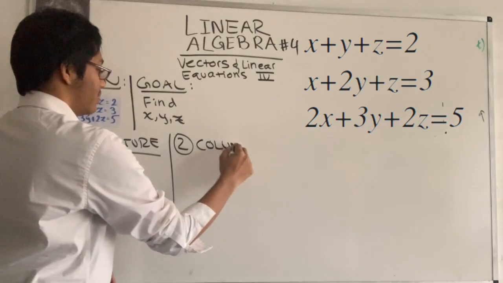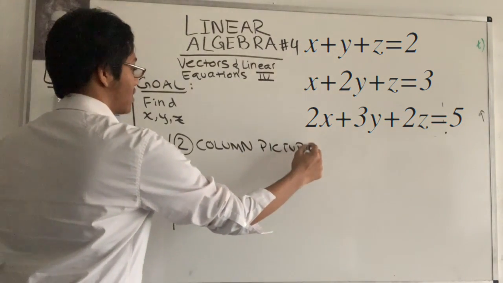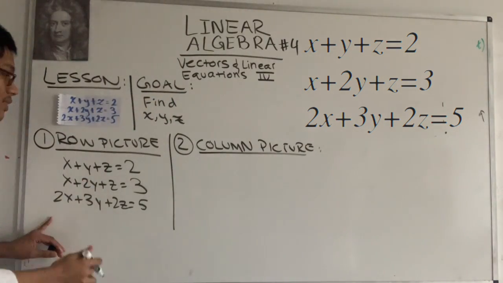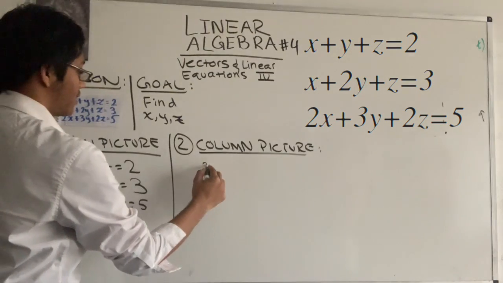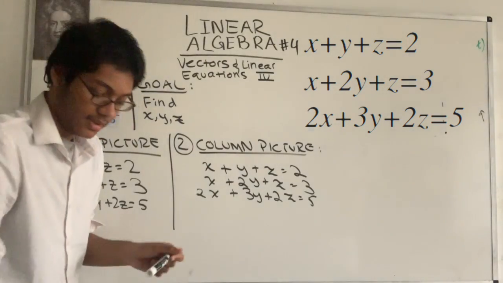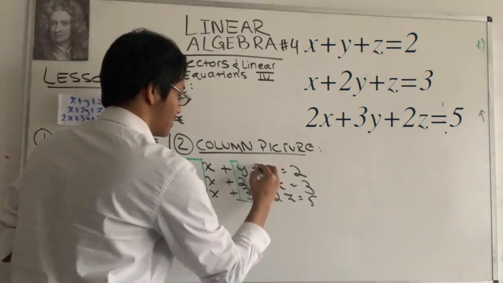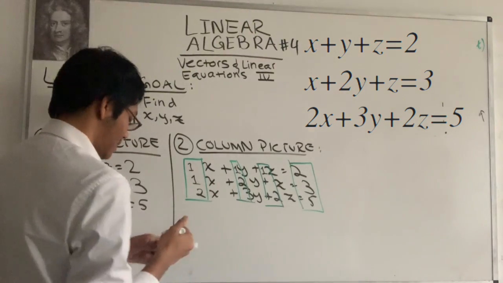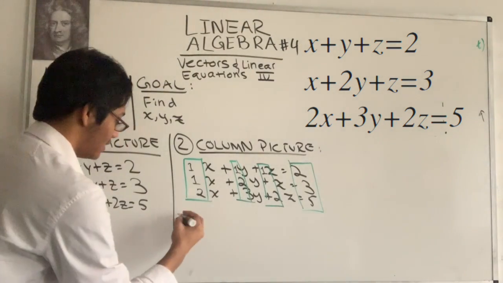Next is the column picture. What is the column picture? Well, once again, it should be straightforward by now. We look at the columns, right? So we have, let's write out the equations. And as usual, I draw the columns in green. So, okay, what are the columns of this matrix? Maybe the live audience wants to tell me.